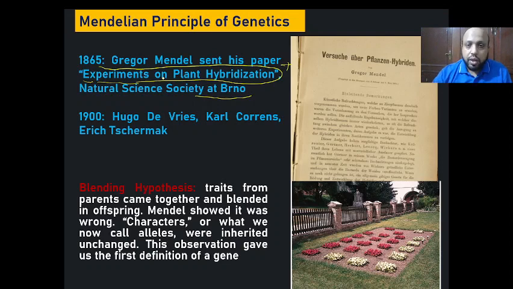His work was rediscovered by three scientists: Hugo de Vries, Carl Correns, and Erich von Tschermak. As you can see in this picture, there is the garden of Mendel where he worked. This is at present in Austria, as is being shown over there.